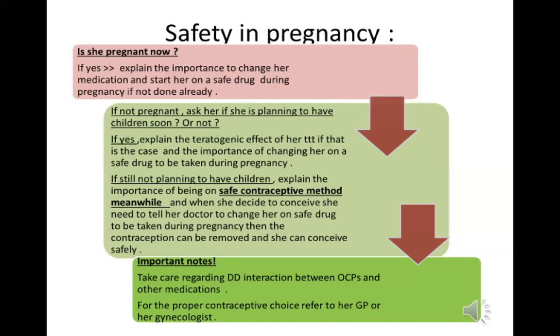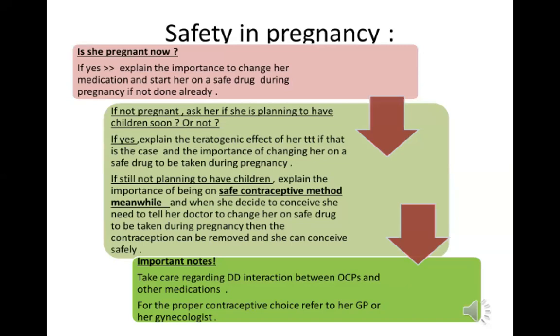If she answers that she's still not planning to have children at the moment because maybe she's busy with her work or job or study or whatever, explain the importance of being on a safe contraceptive method. Meanwhile, while she is taking methotrexate, as long as she's not planning to get pregnant, she needs to stay on a safe contraceptive method or agent, so that we make sure she doesn't get pregnant while she is on methotrexate.